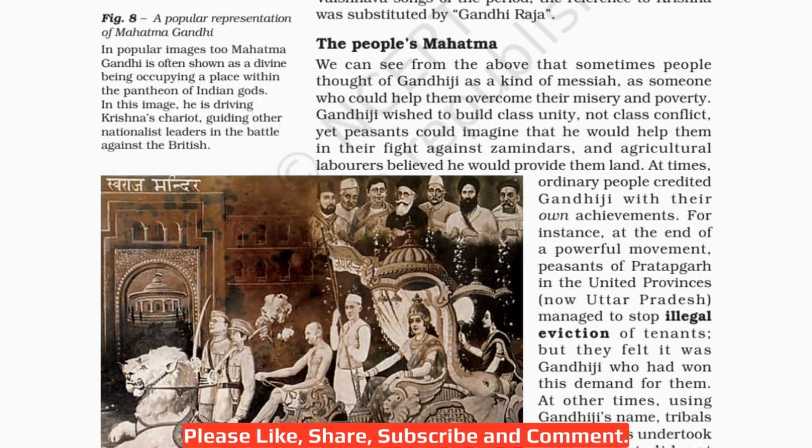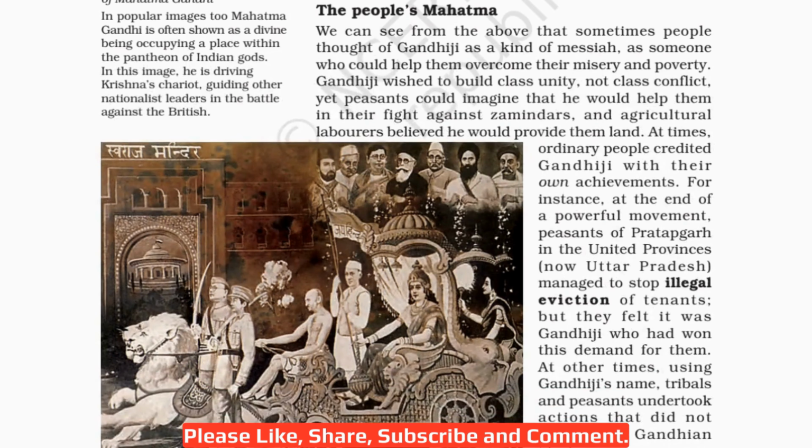The people's Mahatma. We can see from the above that sometimes people thought of Gandhiji as a kind of Masiha. Masiha means a person who is in your favor, who will do something good to you, just like a god, as someone who could help them overcome their misery and poverty. Masiha is a person who will help them overcome their problems. Gandhiji wished to build class unity, not class conflict, yet peasants could imagine that he would help them in their fight against zamindars, and agricultural laborers believed he would provide them land.